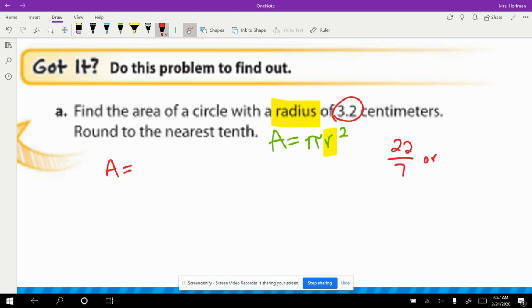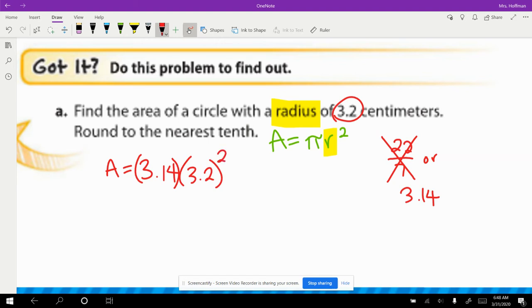I'm going to use 3.14, at least for this problem. So let's plug that in for pi, 3.14. Let's plug in our radius. Again, I'm going to put this in parentheses. Every time you plug in a number, like radius or pi, you should put it in parentheses. So I have to follow my own rule. Put pi in parentheses, put radius in parentheses, 3.2, and we're going to square it.